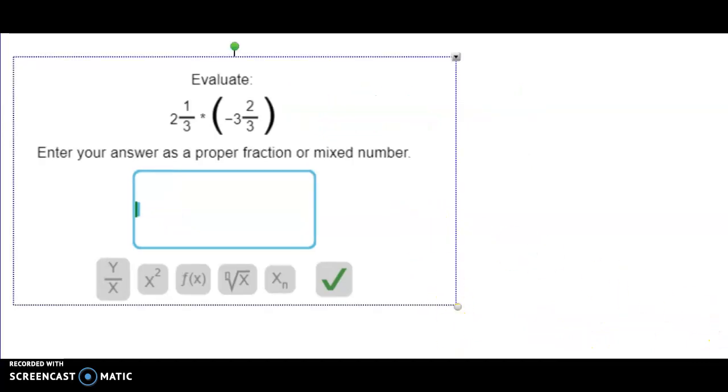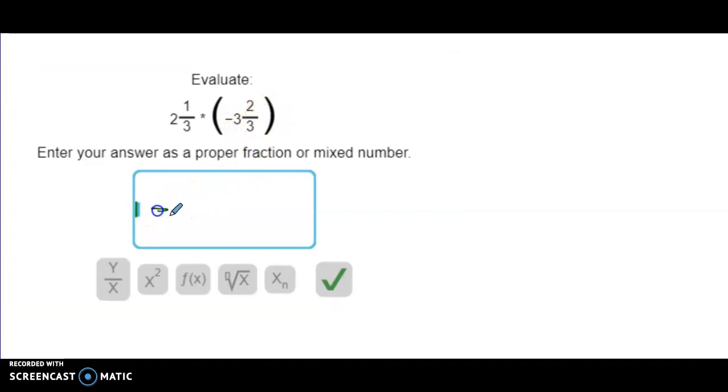Feel free to pause any of these videos and study the work. Hopefully I'm not making any mistakes. But here we have a positive mixed number times a negative mixed number, which means I have an odd number of negative factors. I only have one, which is odd, so my product will be negative. Excuse me for coughing into the microphone.